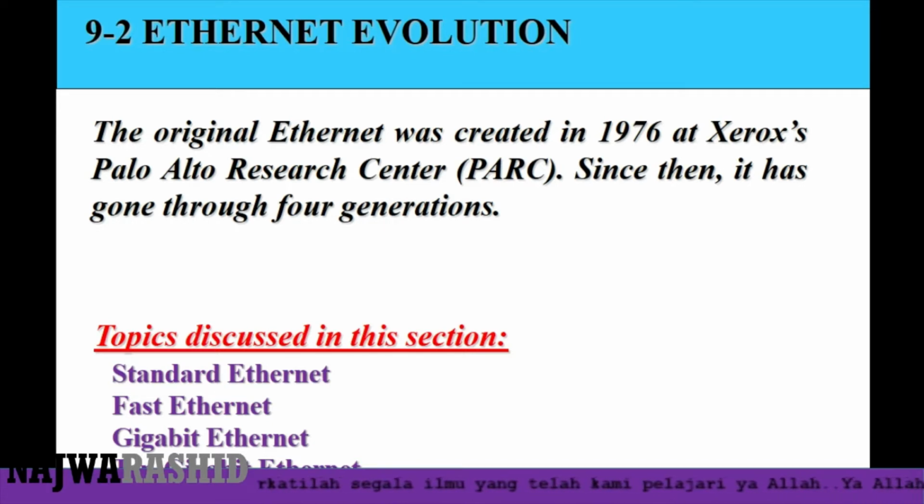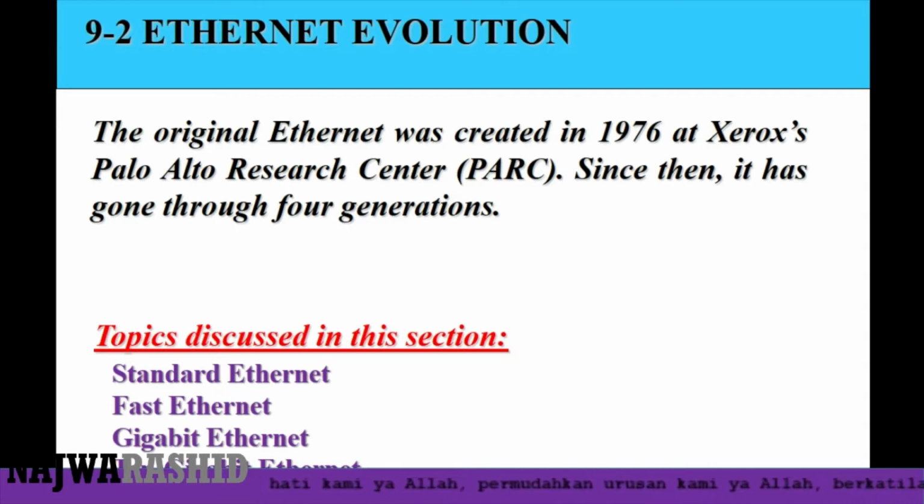Okay, the next part we go to the Ethernet evolution, starting with the standard Ethernet. The original Ethernet was created in 1976 at the Xerox Palo Alto Research Center, PARC, and based on that research it evolved through four generations. We have the standard Ethernet, also known as the traditional Ethernet, and then the fast Ethernet, gigabit Ethernet, and 10 gigabit Ethernet.